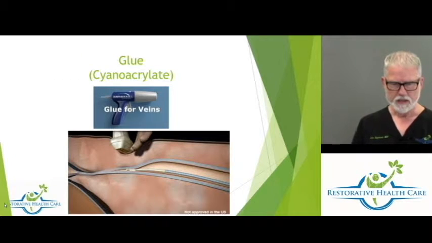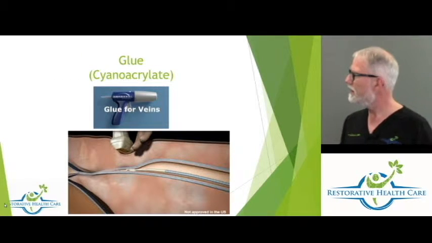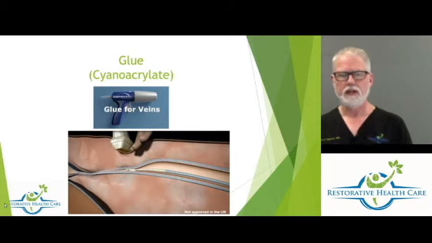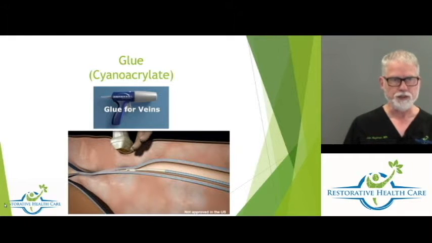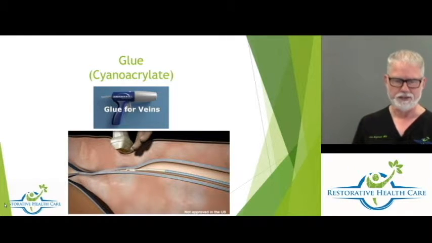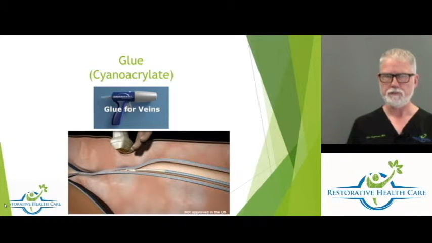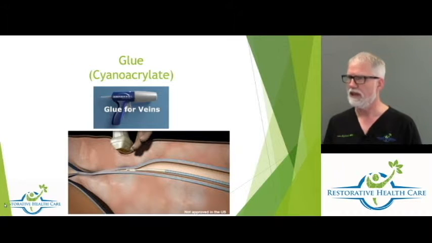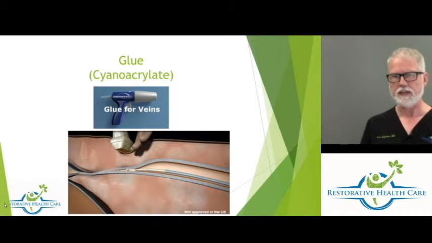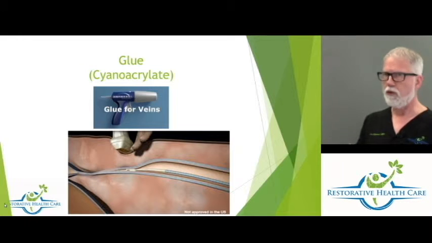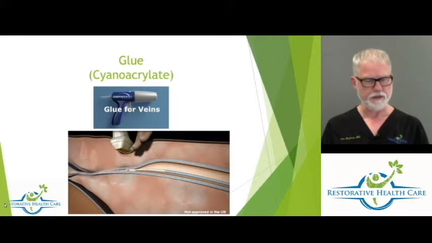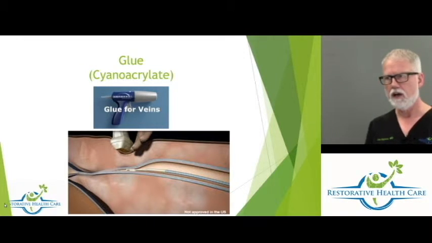The next, or the newest method, is using glue. This is a super glue type of material called cyanoacrylate, but it's very specialized. It's not just super glue out of the container. It's a very specialized glue that stays very flexible. It requires very, very tiny amounts in the vein to glue this closed.